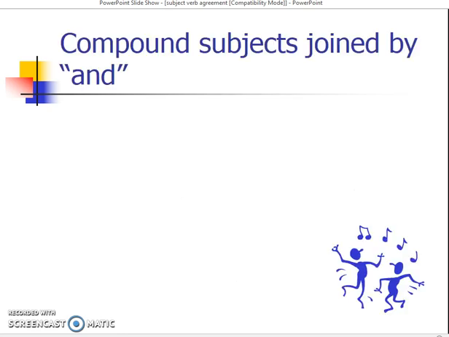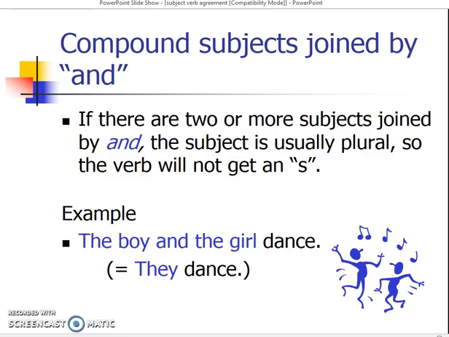Now, compound subjects. This means you have more than one subject joined by and. Now the way this works, if there are two or more subjects joined by and, the subject is usually plural, so the verb will not get an S. The boy and the girl dance. They dance. And notice if it is a plural subject, we can usually substitute the word they for it. So, they dance, plural, no S on the dance.